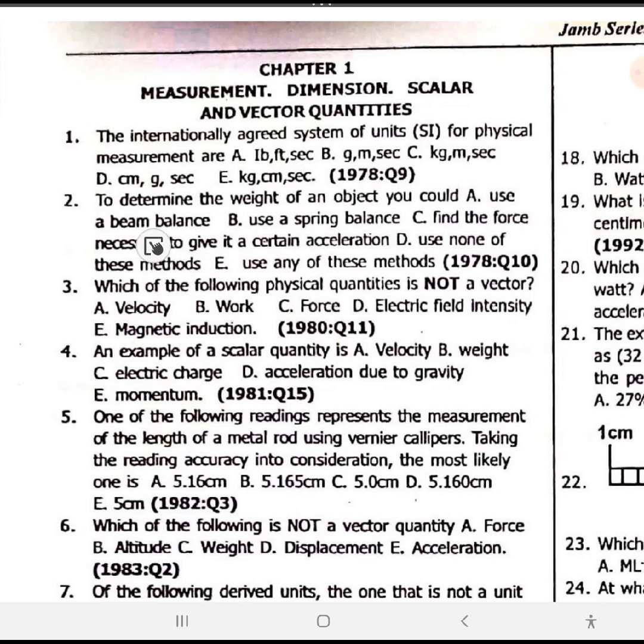Let's go to question 2. To determine the weight of an object, you use a spring balance. Number 2 is option B. Number 3, which of the following physical properties is not a vector?